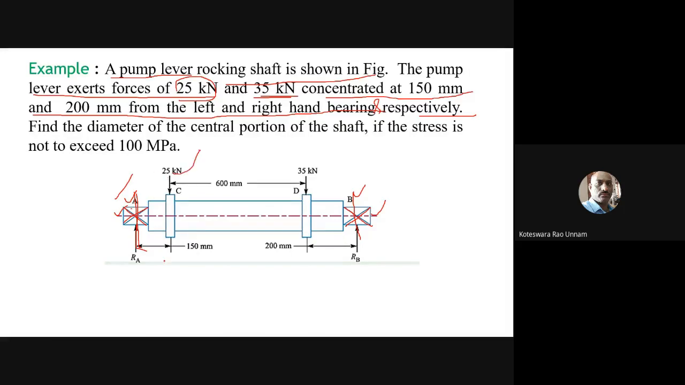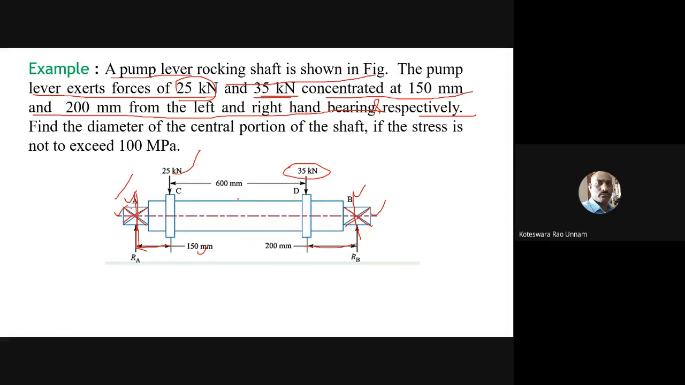So 25 kilonewtons is there, and from the left hand bearing it is at a distance of 150 mm, and another load of 35 kilonewtons is there, and this is acting at a distance of 200 mm from the right hand bearing. So this is the right hand bearing. So this distance is 200 mm.